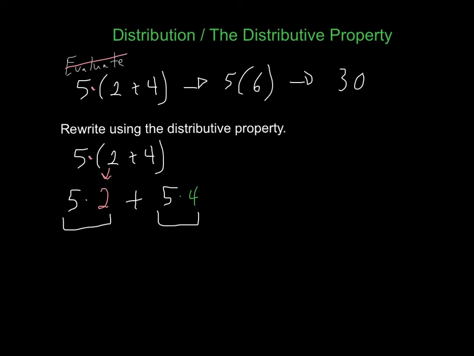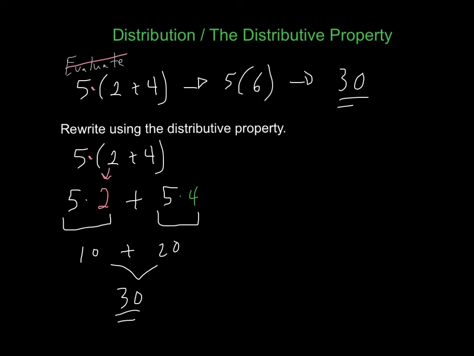So the product of 5 and 2 is 10. And the product of 5 and 4 is 20. And now the sum of 10 and 20 is 30. So we get the same answer. Notice 30 was our original answer and 30 is still the answer. The concept of distribution doesn't change the answer, it just allows us to handle situations in a different way.